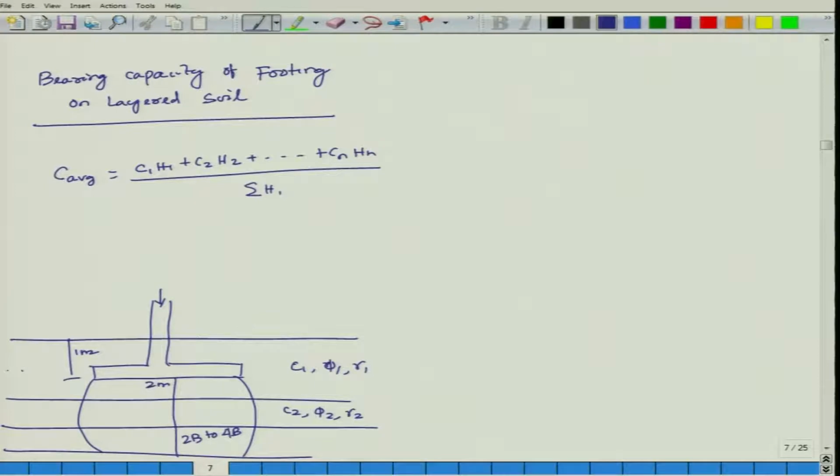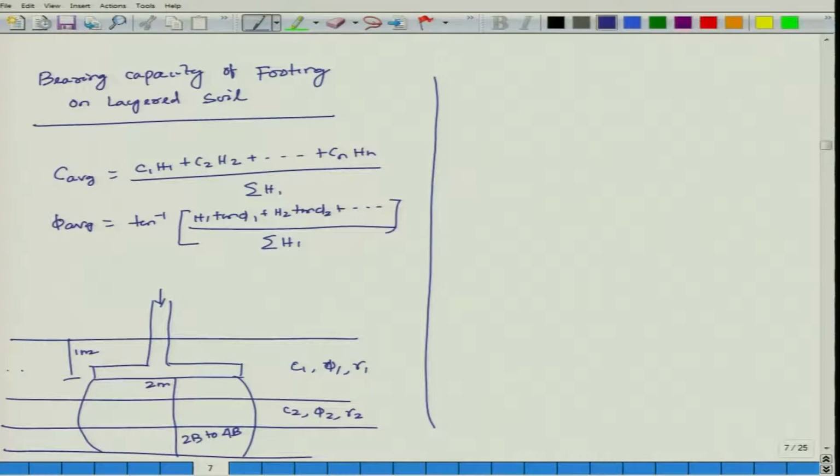So, in that 4 meter, what values are we getting? C1 phi 1 gamma 1, C2 phi 2 gamma 2, C3 phi 3 gamma 3, C4 phi 4 gamma 4. Instead of calculating one by one, you can take one C average considering these 4 layers, and also you can find phi average, it will be tan inverse of H1 tan phi 1 plus H2 tan phi 2, like this you continue, divided by the total height you are considering.